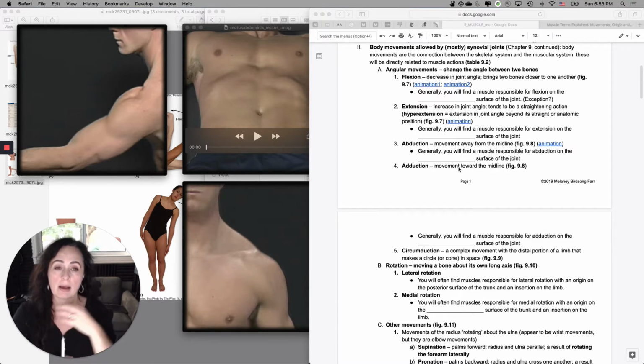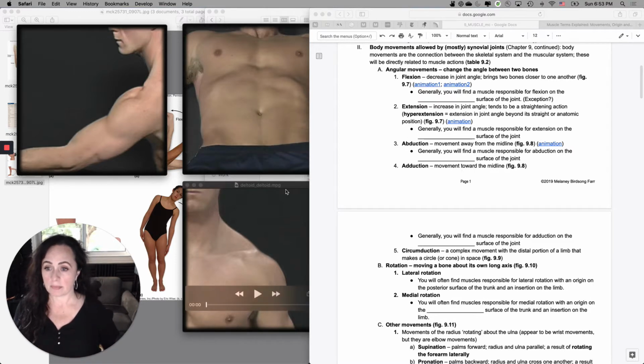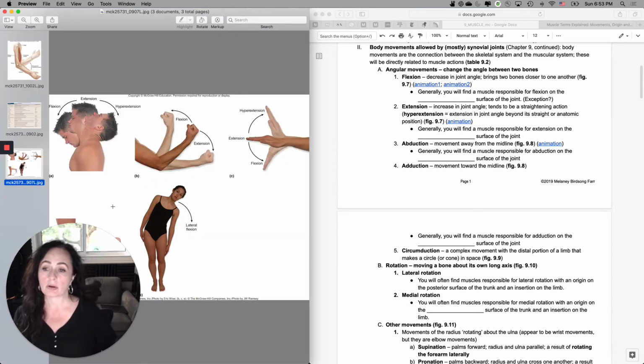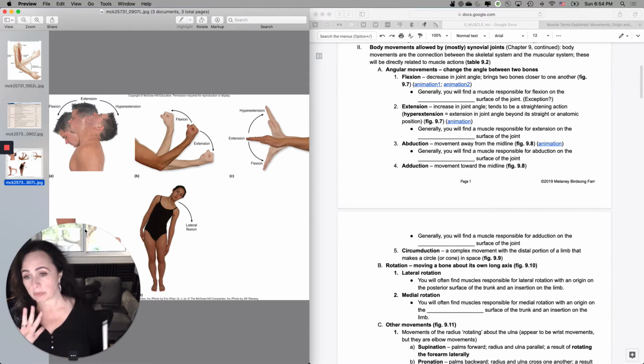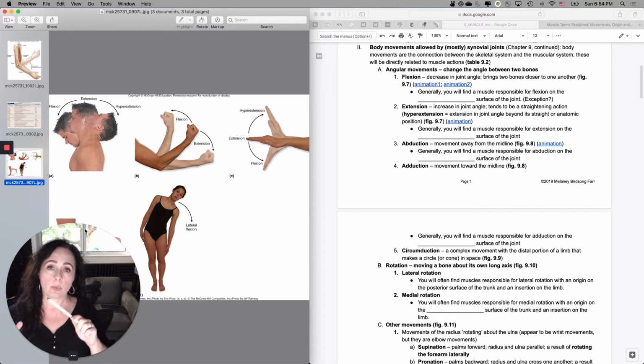So I want to talk about body movements first. What I want to talk about is primarily what we call angular movements. These movements are generally at synovial joints, and remember, synovial joints are the wiggliest joints that are primarily associated with the limbs. Okay, so we're going to look at the wiggliest types of actions that you have. And what's going to occur with these angular movements is you start from anatomical position, which means you have to know anatomical position, and then you change the angle between two bones.